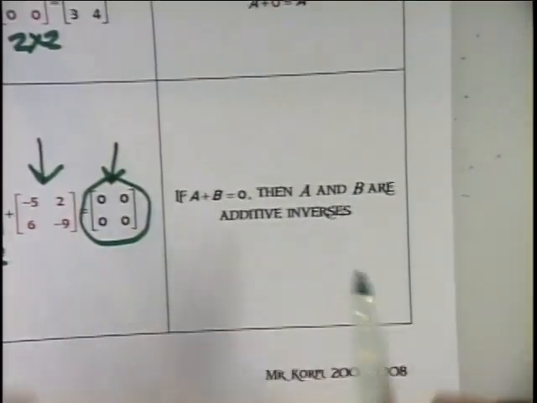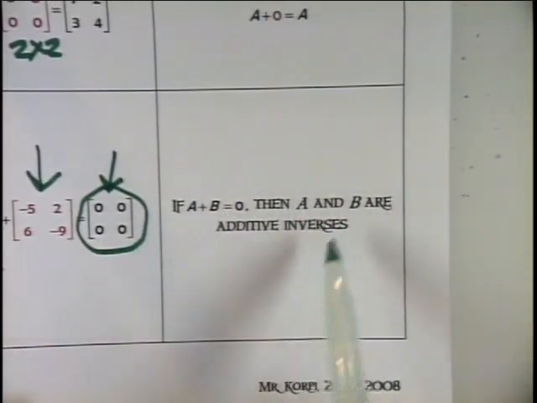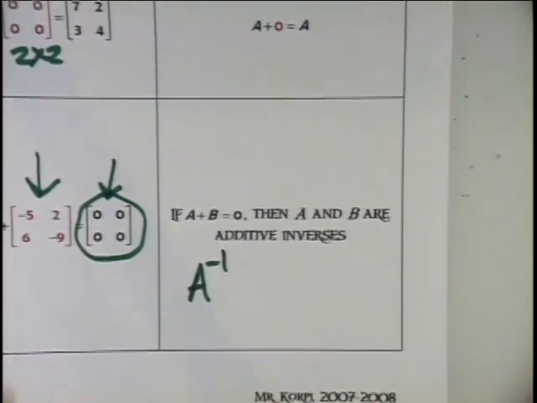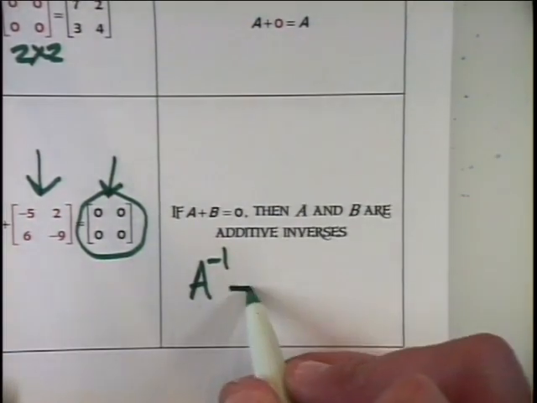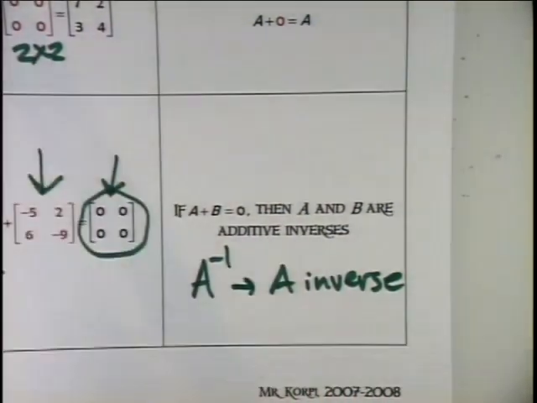We can write that mathematically like this. If two matrices, A and B, add to 0, then we know that A and B are additive inverses of each other. We can also use this notation. If I put A to the negative first power, we read that as A inverse. And that'll come up on a future episode.